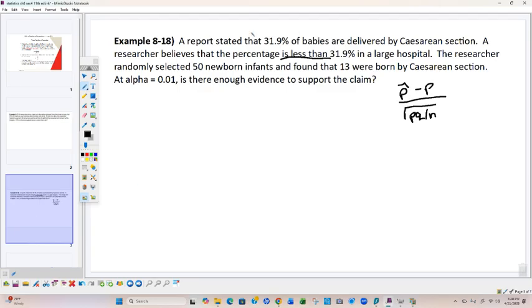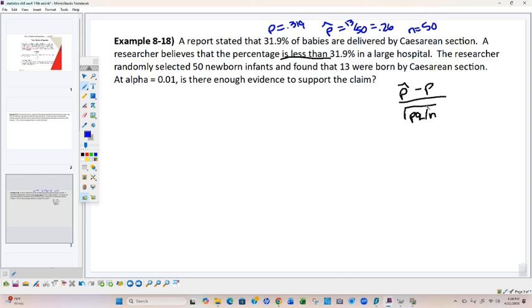So in this particular one, let's go up here and identify what we have. P is going to equal 31.9%, so I'm going to put 0.319. Now p hat is going to equal 13 out of 50, and I do want to make that a decimal. Sometimes they round to 2 places, sometimes 3. They're not consistent in this textbook, but that would be 0.26. Next, n is equal to 50. Our sample size is 50, so that means we're using the z distribution.